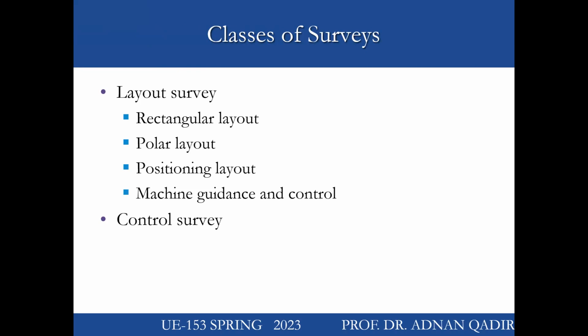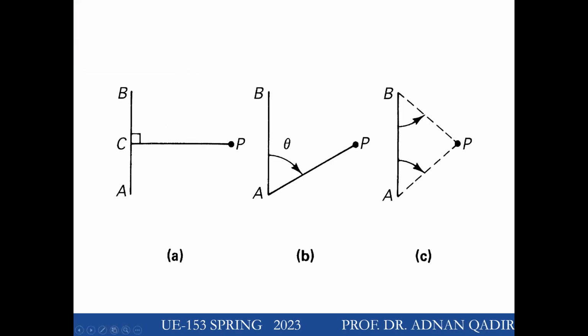Then there is a control survey like this. You have to locate a point perpendicular from line AB, and from C you can stretch this particular line. So this can be done using a rectangular coordinate system, or this can be done by what we call the polar coordinate system.